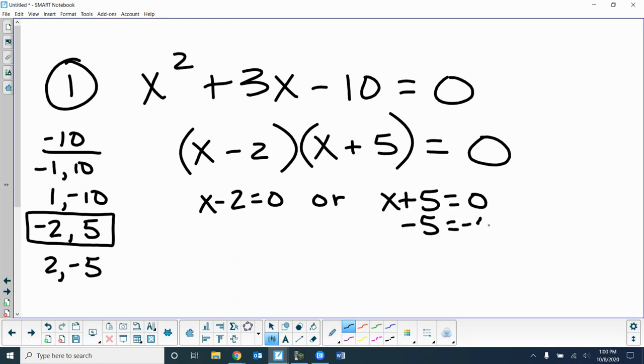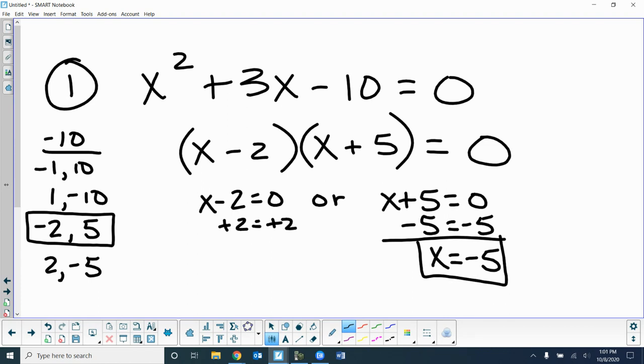So we just finished those. Most of you can look at the factored part and tell me that the two answers are negative 5 and positive 2. That's okay. Just make sure you do that. Don't just stop there and move on. Tell me the answers are 2 and negative 5.